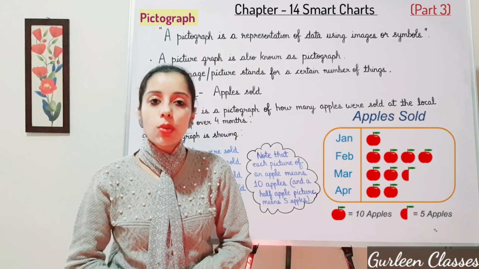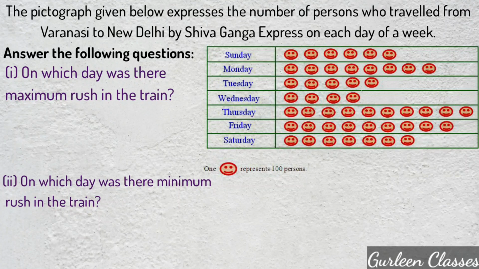So let us do some more questions. Now the question is, the pictograph given below expresses the number of persons who travel from Varanasi to New Delhi by Shiv Ganga Express on each day of a week. In this pictograph you can see the days are written from Sunday, Monday, Tuesday, Wednesday, Thursday, Friday and Saturday. And one smiley represents 100 persons.